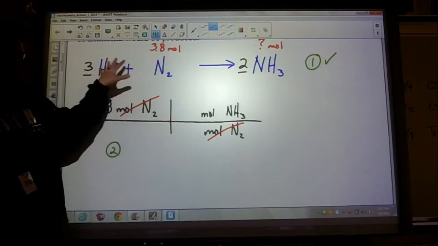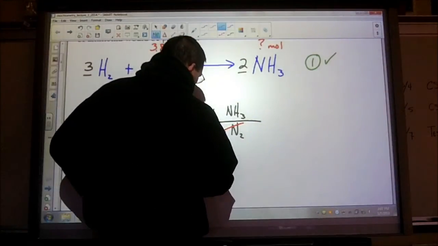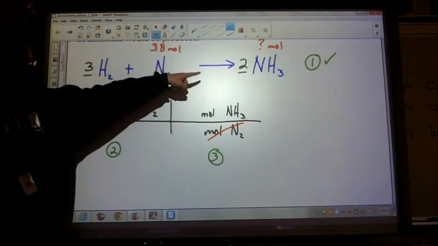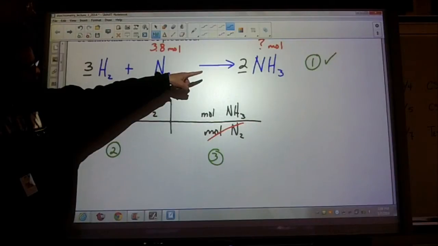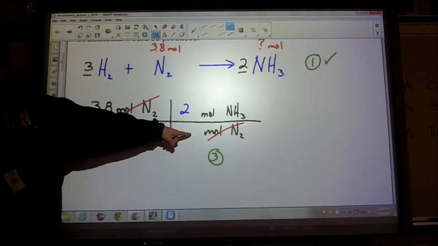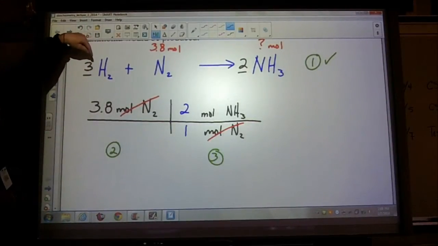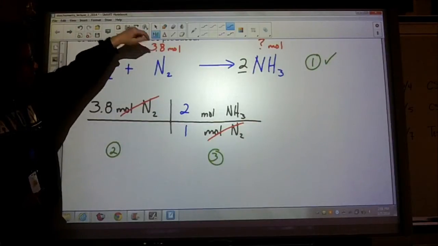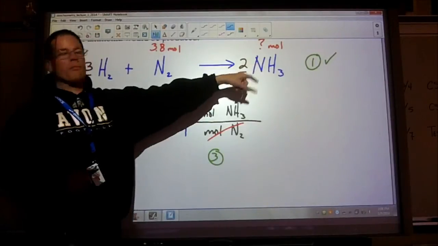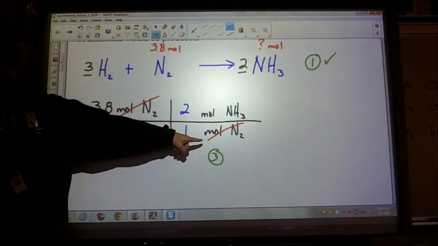The whole reason why we write a balanced equation is for step 3, so that we can have the proper mole ratio here. If I look at the balanced equation, what coefficient do I have in front of the ammonia? 2. So I'm going to have a 2 there. What coefficient do I have in front of the nitrogen? 1. So for every 1 mole of nitrogen, I'm going to produce 2 moles of ammonia with the hydrogen. So that's why we balance the equation first for step 3.